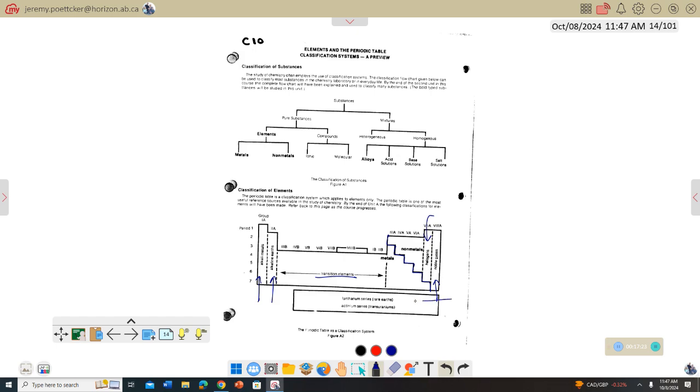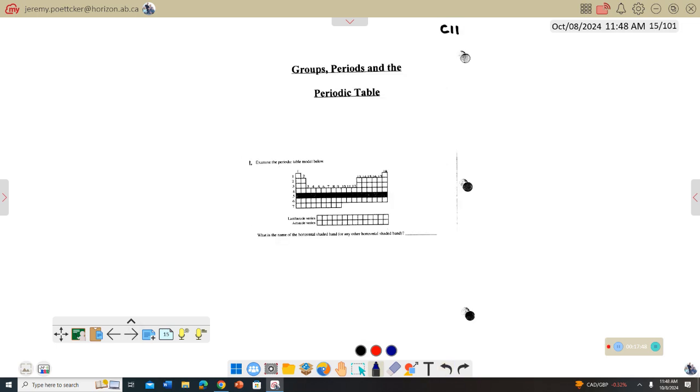And you should understand the lanthanum series and actinium series, or lanthanides and actinides. We will be talking more about classification stuff later on, so don't stress too much about that. A lot of this should be reviewed from previous years anyways.